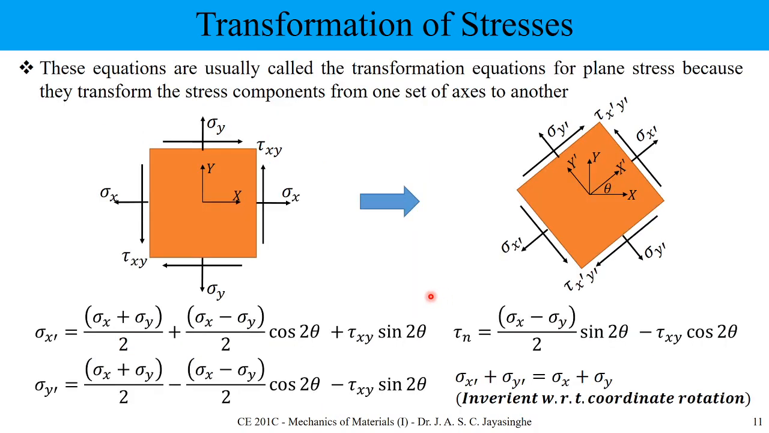Now we can see a little more about this one. This is a transformation system. This is our real element and this is our given element, and we are interested in this kind of arrangement. The given axes are x and y, and we are going to transfer this to x dash and y dash. These equations are usually called transformation equations for plane stress, because we are working with plane stress. They transfer the stress components from one set of axes to another set of axes. This axis system x and y, this axis system x dash and y dash, rotated by theta.